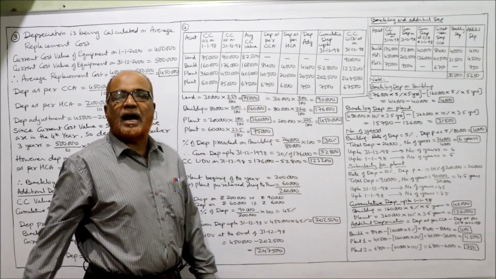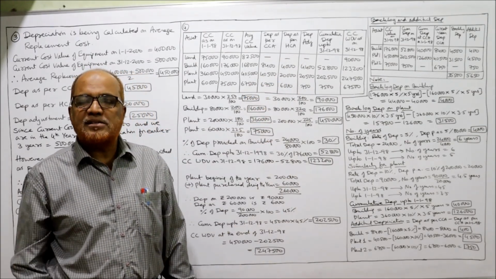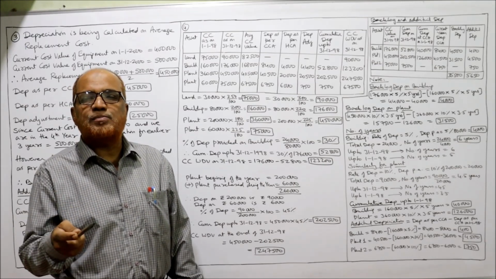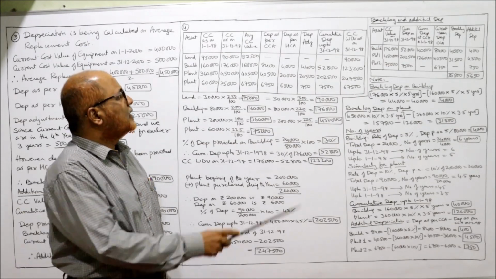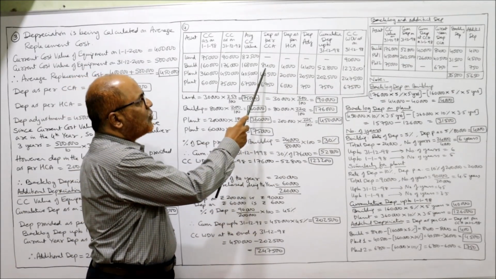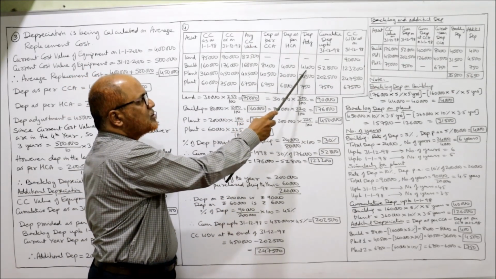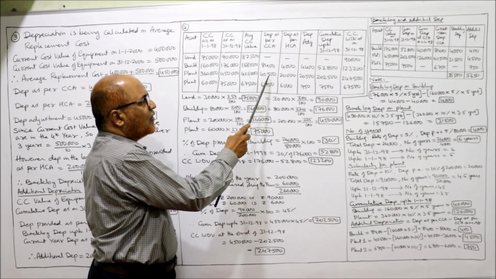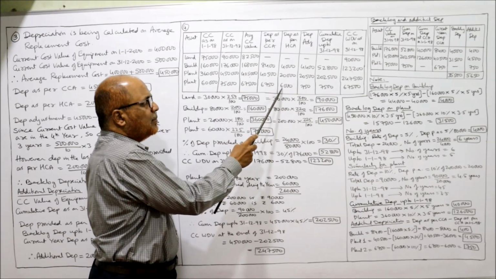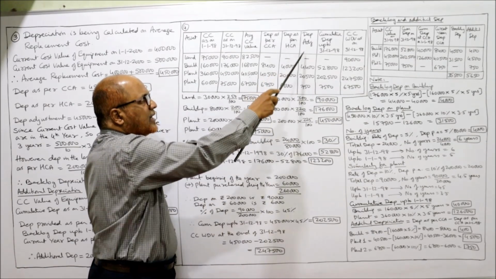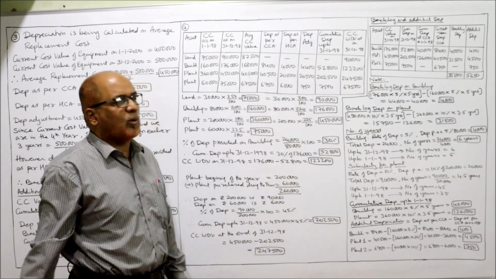Now depreciation adjustment. Depreciation adjustment means depreciation as per CCA minus depreciation as per HCA. So how much? 8,400 minus 4,000 is 4,400. 40,500 minus 20,000 is 20,500. 6,750 minus 6,000 is 750. Depreciation adjustment over.